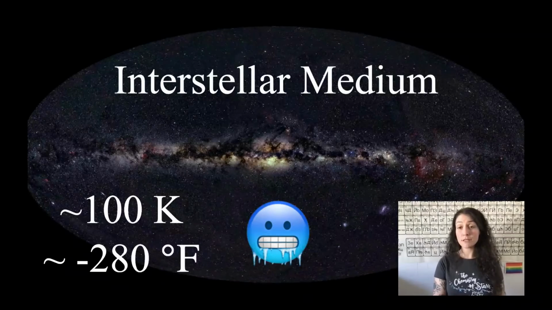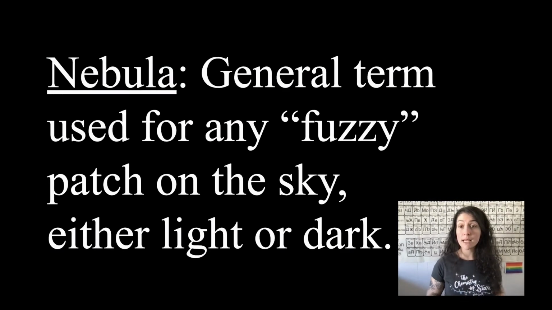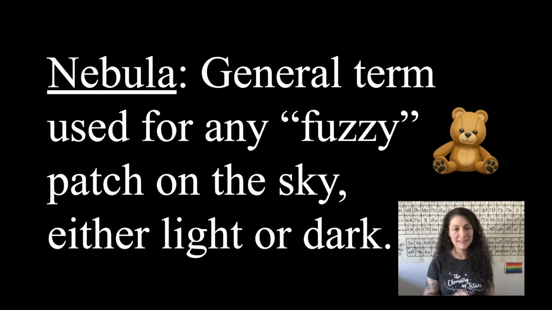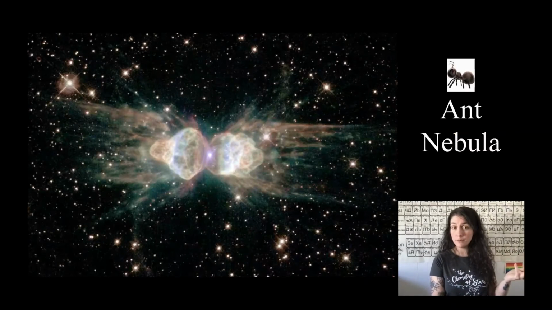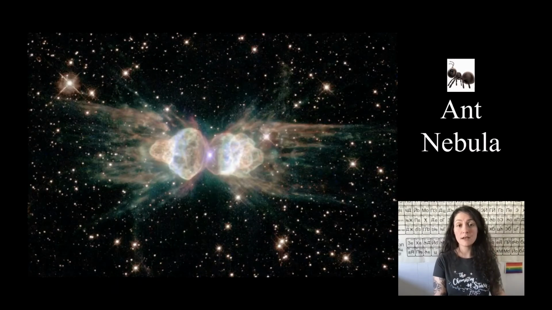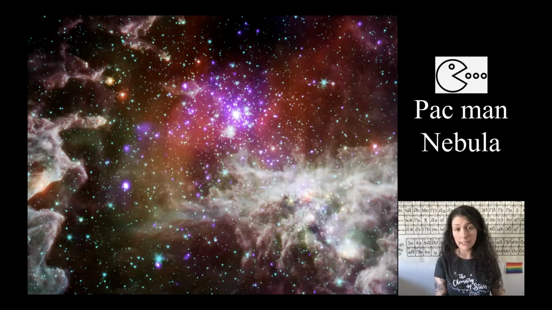When the interstellar medium gets a little bit more dense, it forms a nebula. Now, this is from the textbook, it's not my definition. Nebula is a general term used for any fuzzy patch on the sky, whether it's light or dark. Nebulae are what you think of when you think of a galaxy picture, right? They're these really beautiful clouds. Nebula actually means cloud in Latin, so aptly named.